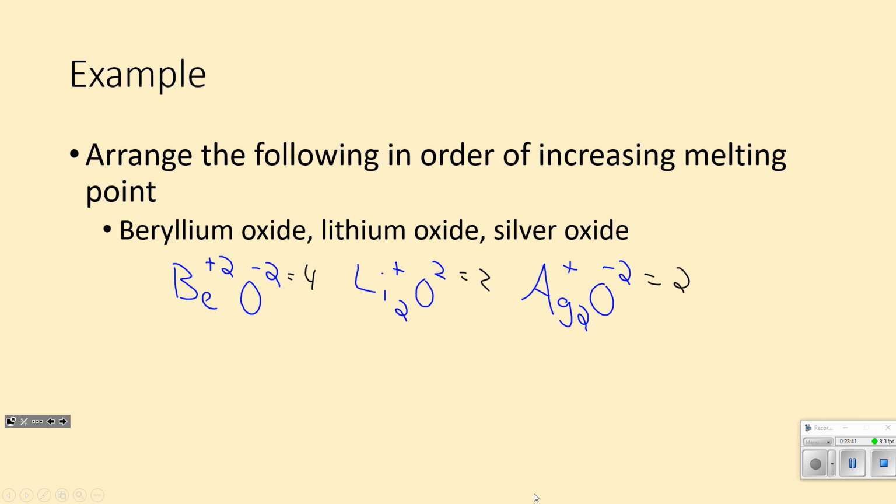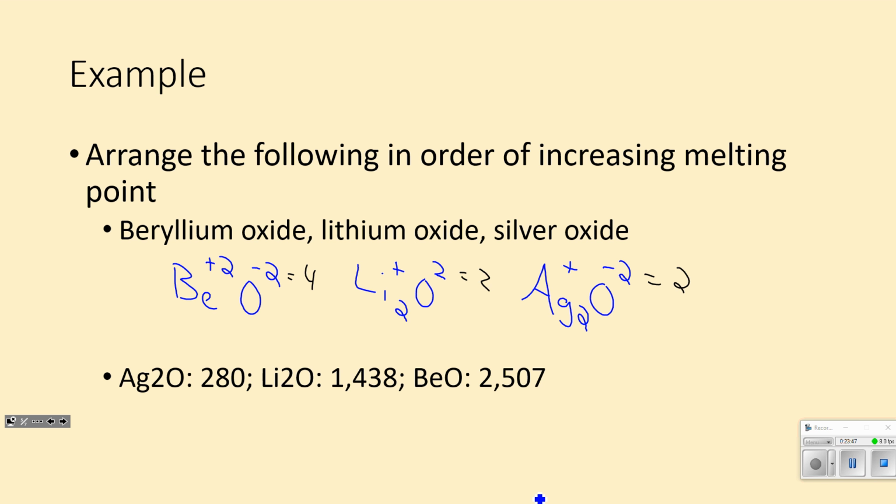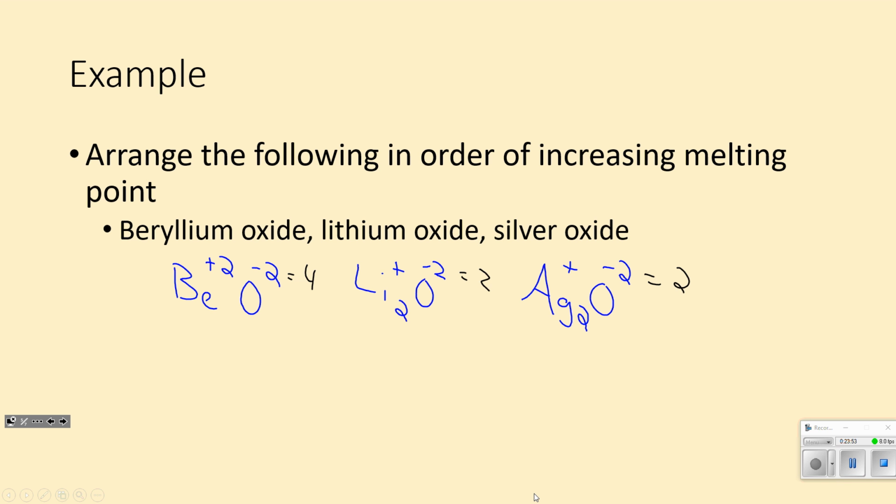A +2 and a -2 has a greater amount of attraction than a +1 and a -2. Sorry, I forgot my minus sign here. That's why beryllium oxide would have the highest melting point. It's got the most attraction. If melting means to get them out of their fixed position and pull them apart a little bit, to loosen that attraction, the more attraction, the harder it is to pull them apart. That narrows down now to lithium oxide and silver oxide as what is the easiest to pull apart. They have the same amount of attraction.